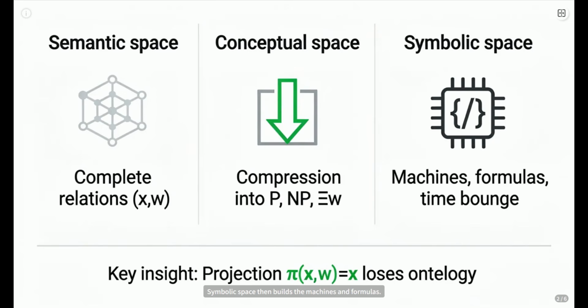Symbolic space then builds the machines and formulas. But here's the kicker. Projecting from the complete relation x, w down to just x throws away crucial information. It's like describing a sculpture by only showing its shadow. It's not the same thing.